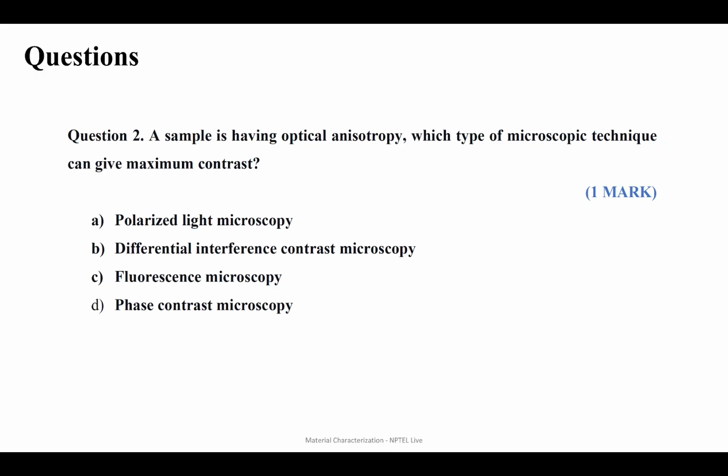A sample is having optical anisotropy. Which type of microscopic technique can give maximum contrast? Polarized light microscopy, differential interference contrast microscopy, fluorescence microscopy, or phase contrast microscopy?